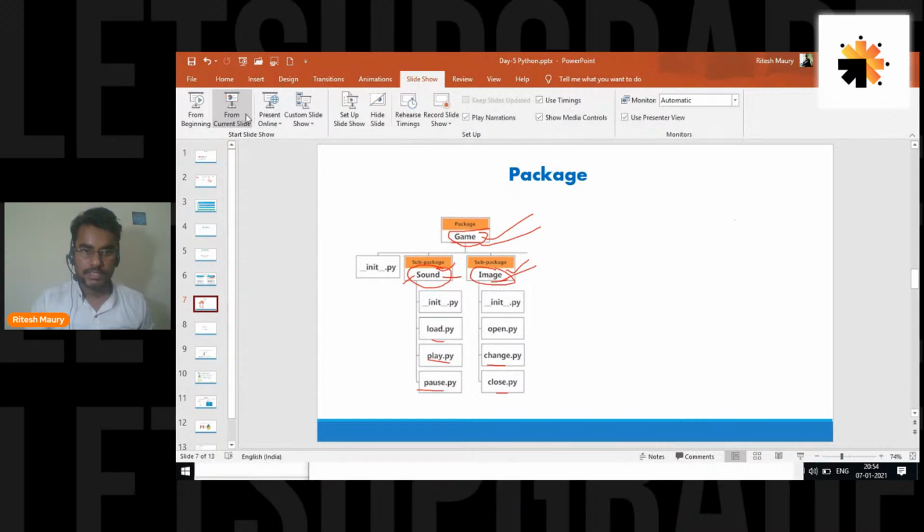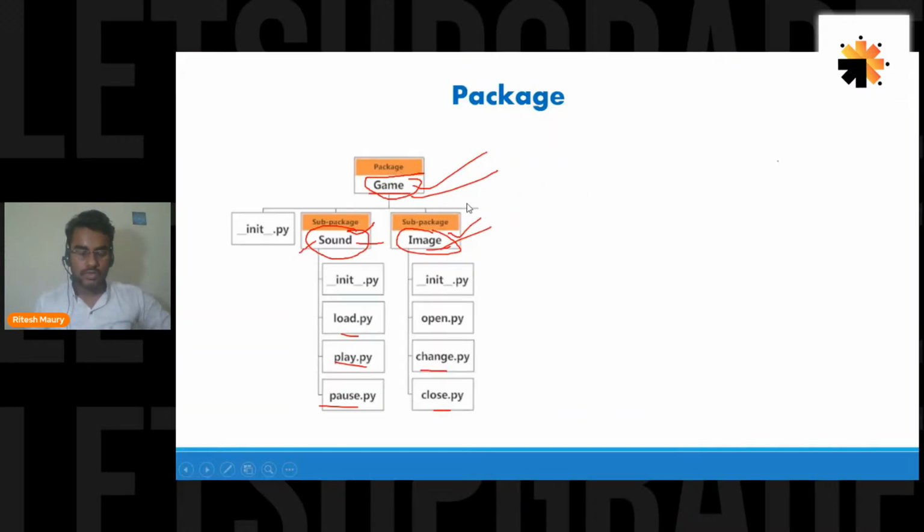Let me present this slide. So I'm giving one task for you guys. You have to create this complete package: game, sound, image. Inside game we also have to create init.py, and inside sound we have to create init, load, play, pause, sound, open, change, and close, everything.